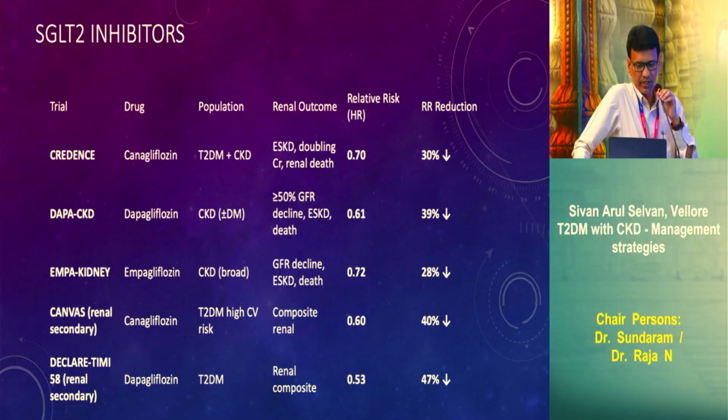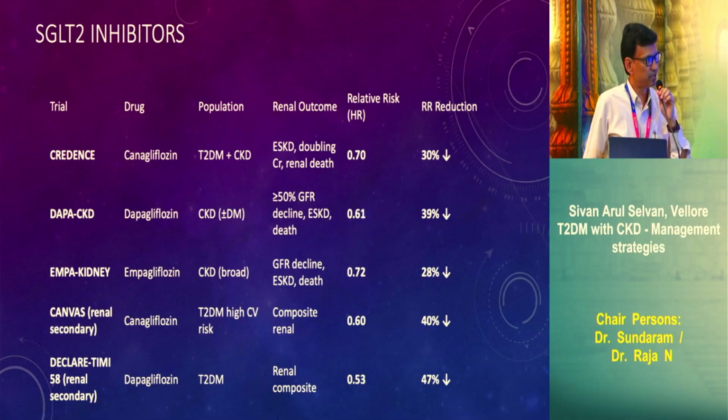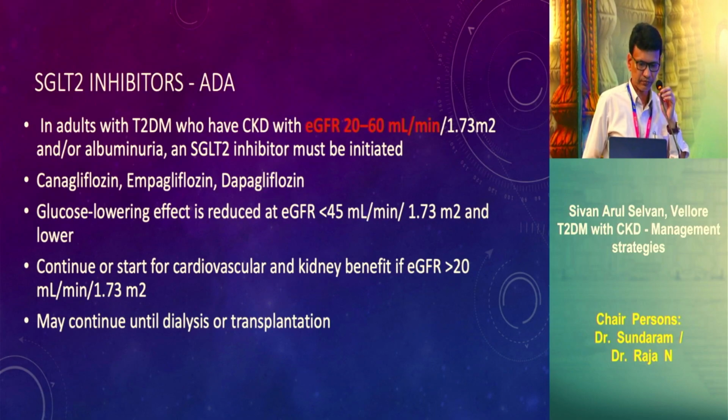All three drugs have been shown to have excellent renal outcome benefits, between 30 to 40% better renal outcomes: empagliflozin, dapagliflozin and canagliflozin. So this is a very clear-cut better renal outcome. There is no ambiguity. There is marked renal benefit between 30 to 40%. So this should always be considered in any patient with CKD.